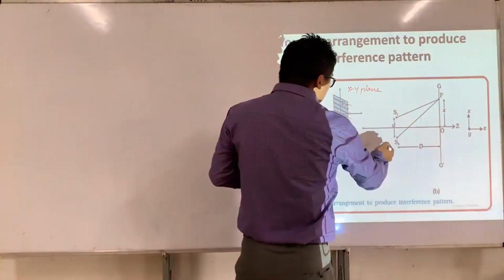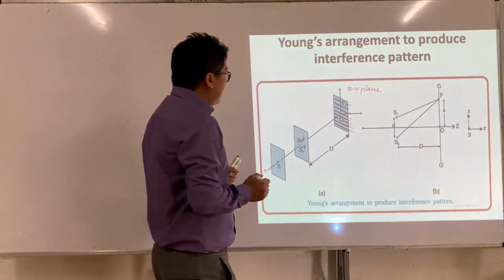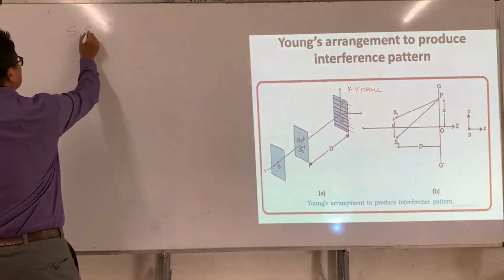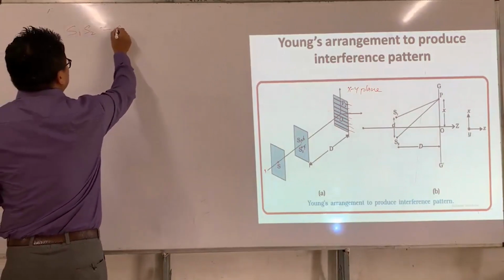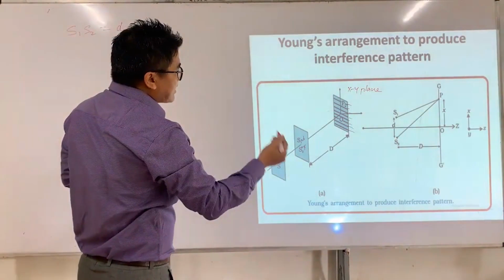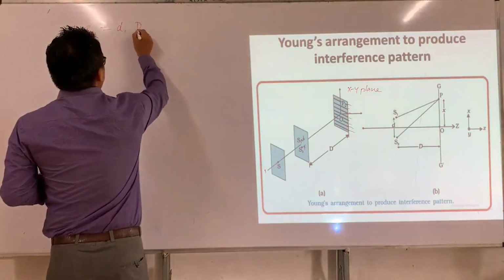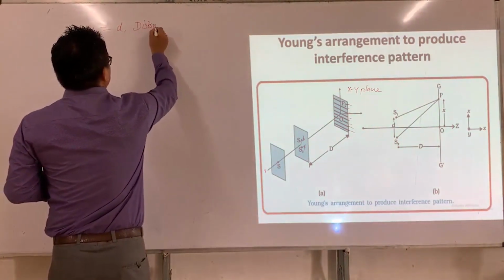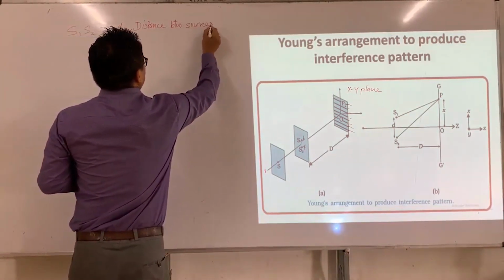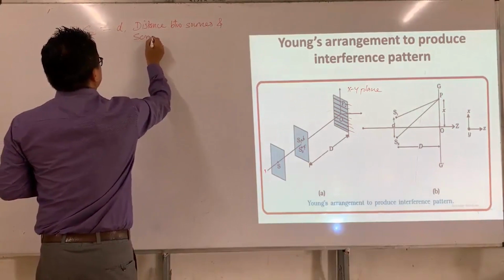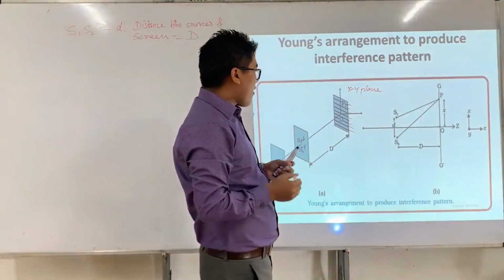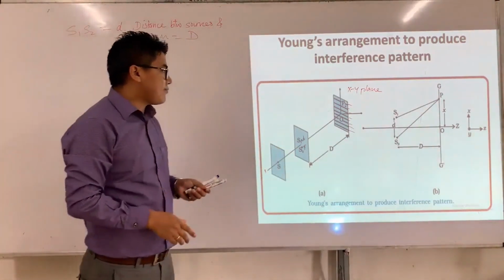And the distance between the two sources is what we call d. d is the distance between S1 and S2. And the distance between the sources and the screen is going to be capital D. Alright, so this is what we have.